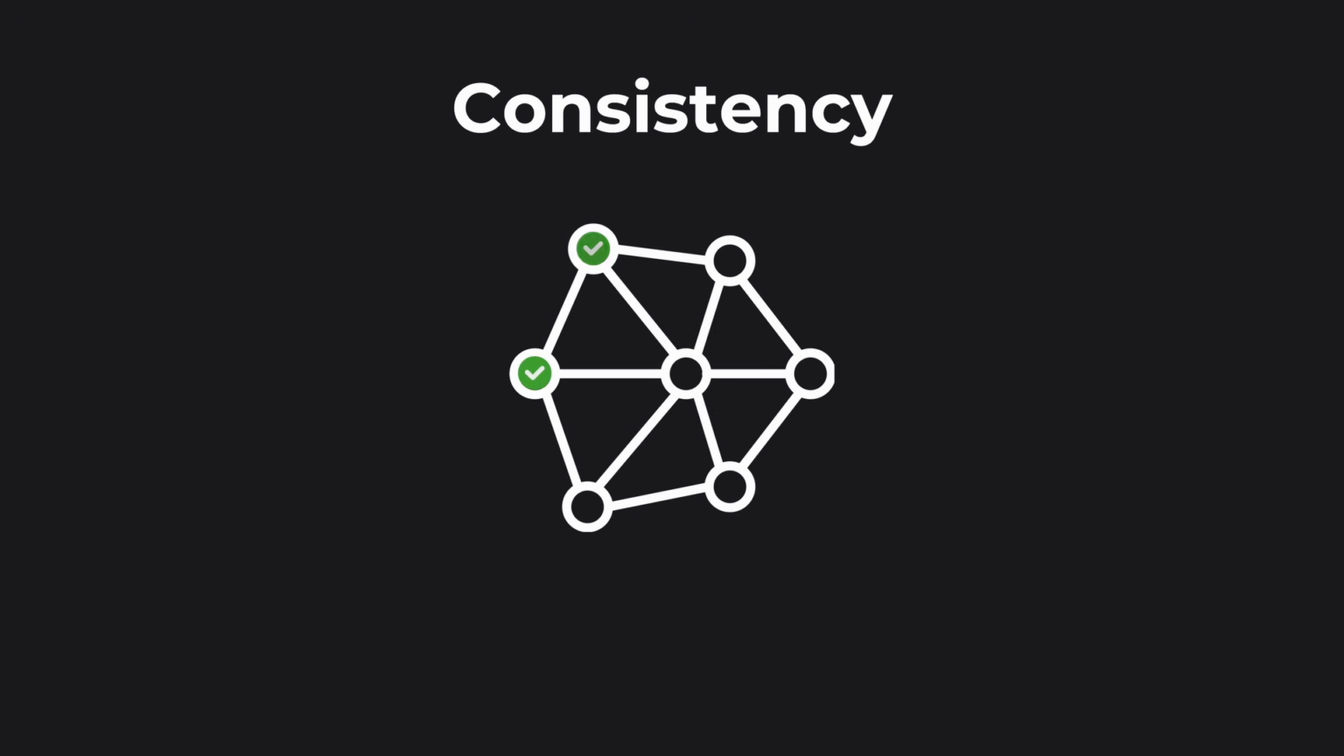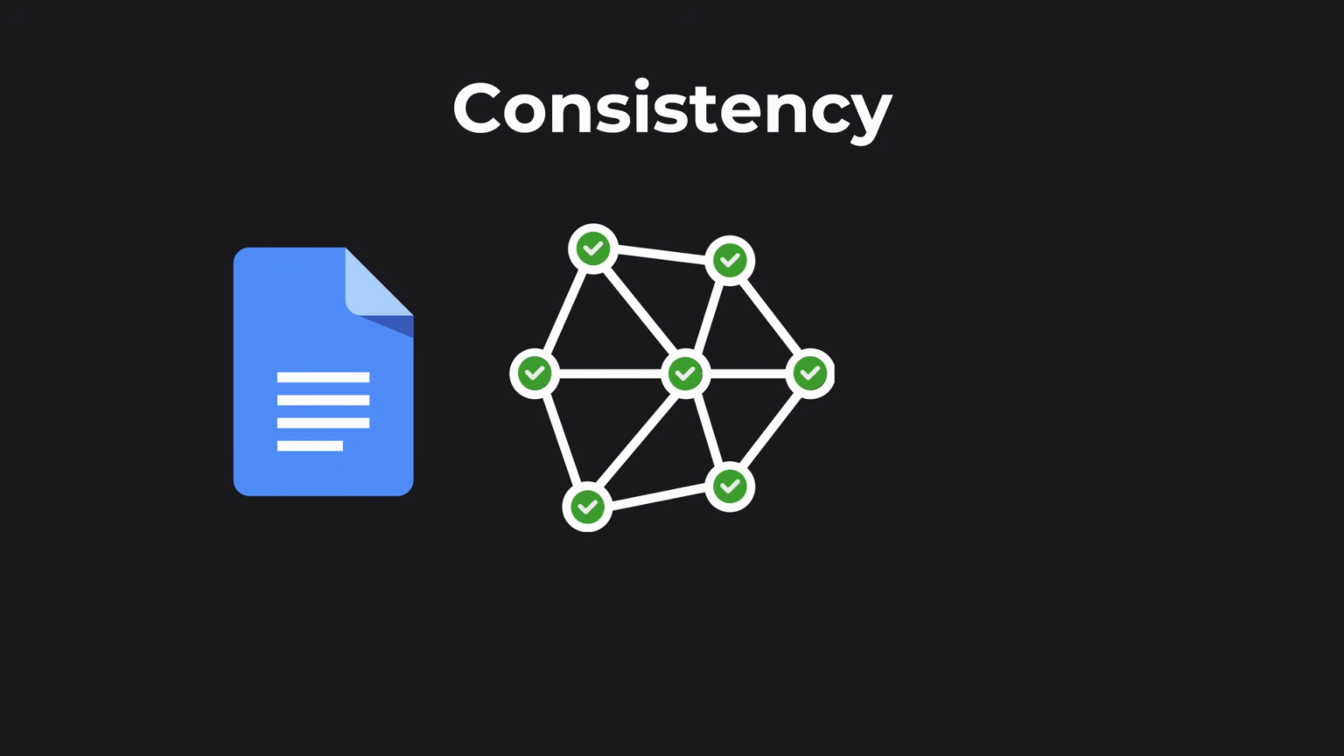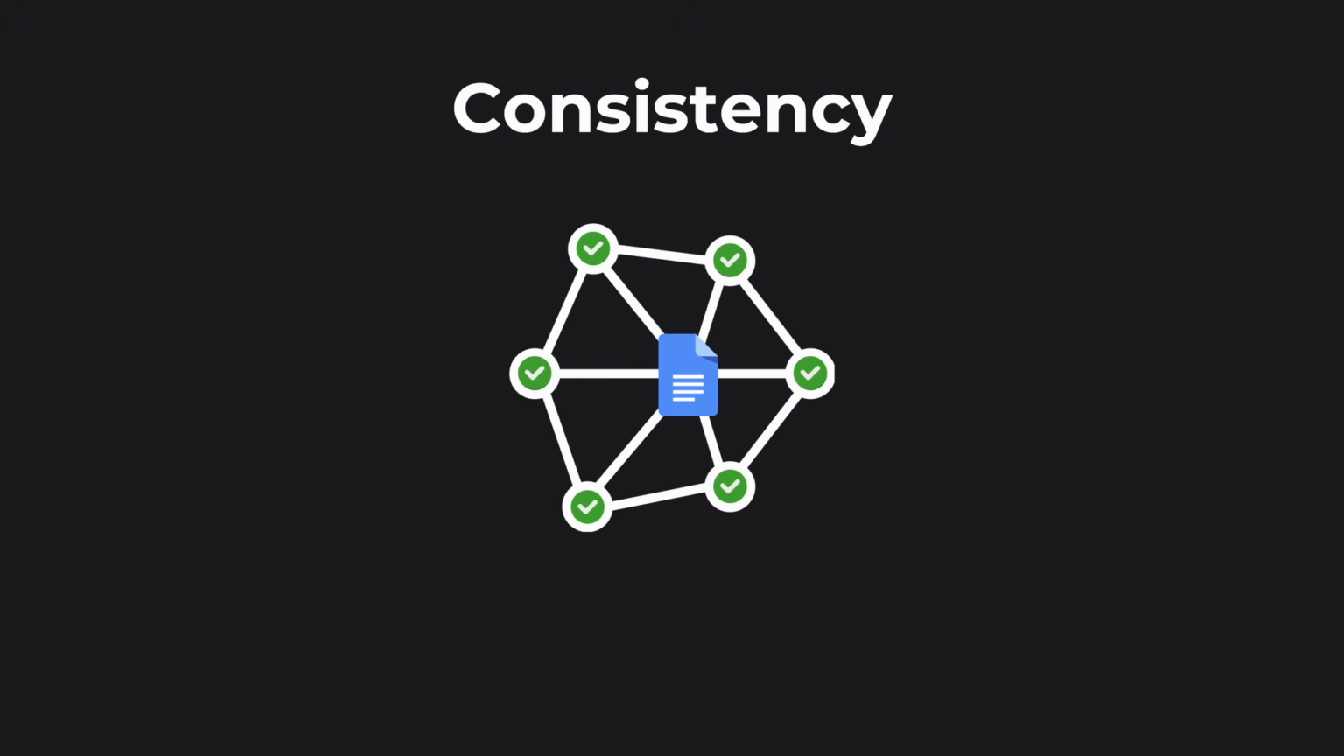Consistency ensures that all nodes in the distributed system have the same data at the same time. If you make a change to one node, that change should also be reflected across all nodes. Think of it like updating a Google Doc. If one person makes an edit, everyone else sees that edit immediately.